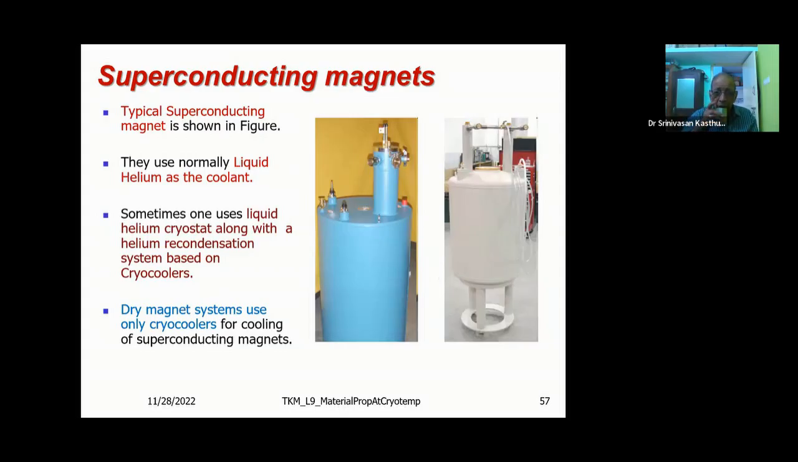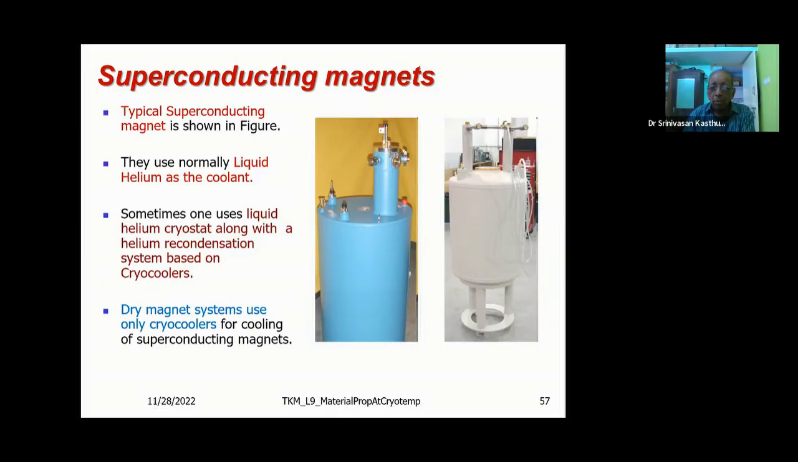This picture shows you the superconducting magnets built out of low TC material. Typical superconducting magnets normally use liquid helium as the coolant. Sometimes one also uses a liquid helium cryostat along with a recondensation system. This recondensation system can be a cryocooler. That means evaporating vapor is recondensed and then falls back into the magnet itself.